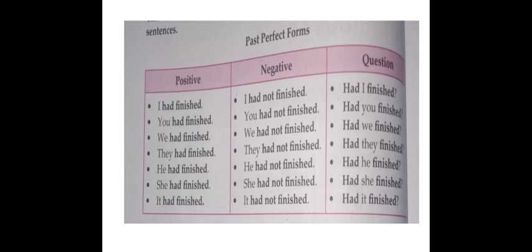Okay, in this way, we can form the three forms, that is, positive, negative, and question form. I hope this is clear. Okay. Now, in the next video lesson, we will deal with the past perfect continuous tense. Okay.